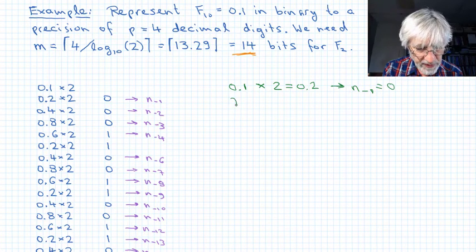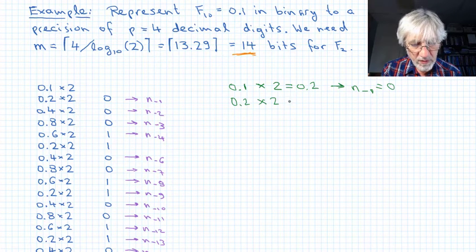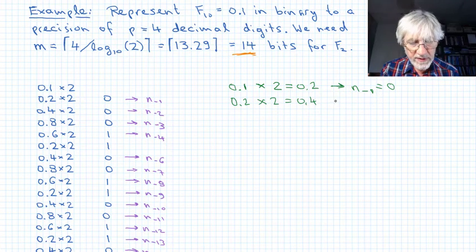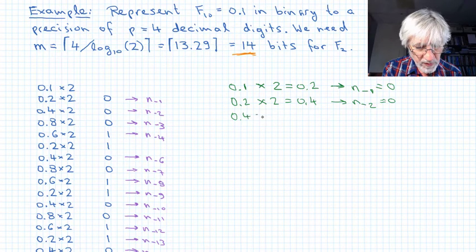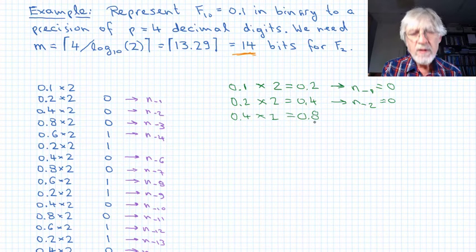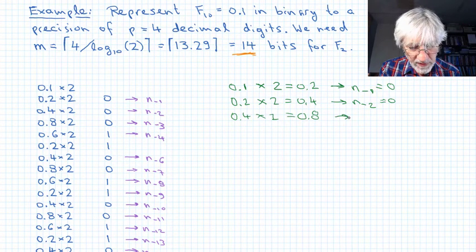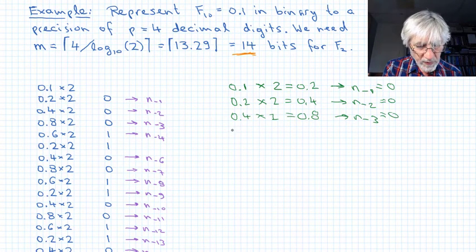Okay, and then we take that 0.2 and we multiply it by 2 again to obtain 0.4. So the integer part is still 0, so that means n minus 2 is equal to 0. And we continue with the fractional part, 0.4. Okay, so we take 0.4 times 2. That gives us 0.8. Our integer part is still 0, so n minus 3 is equal to 0. And we take 0.8.